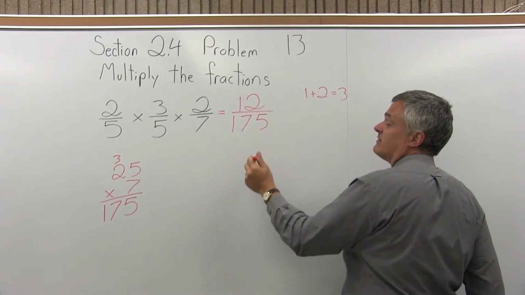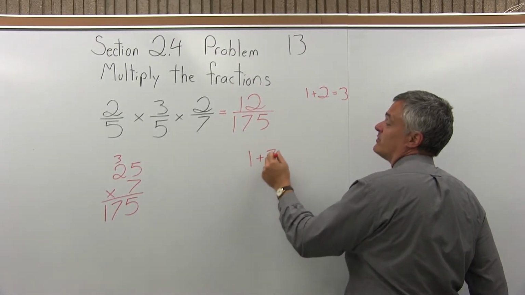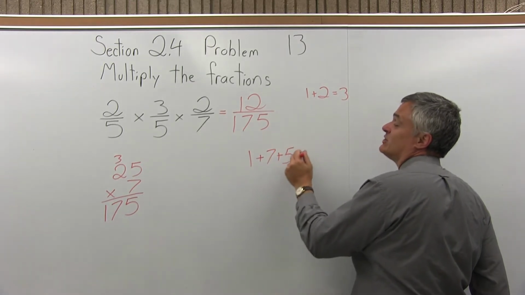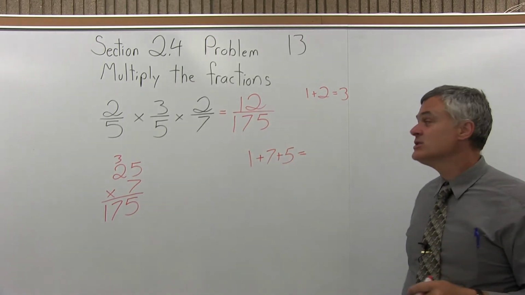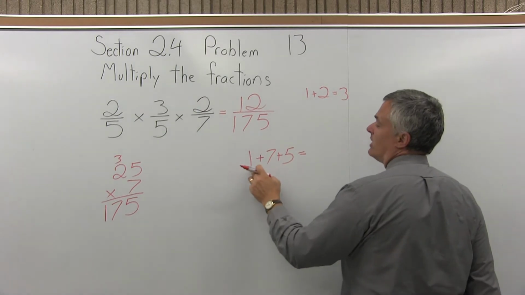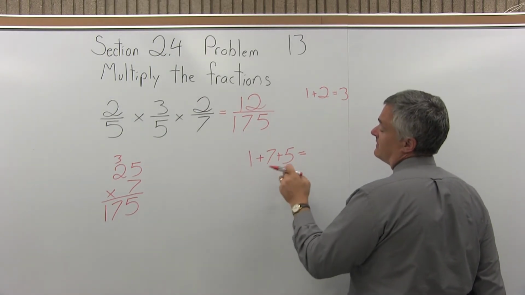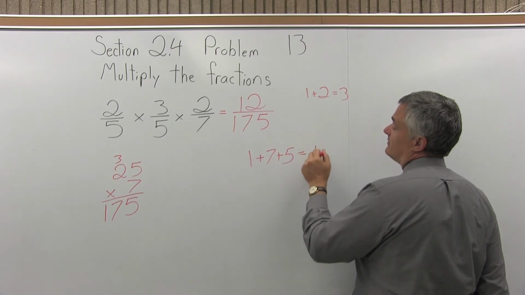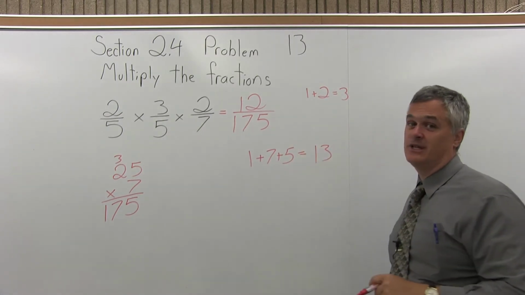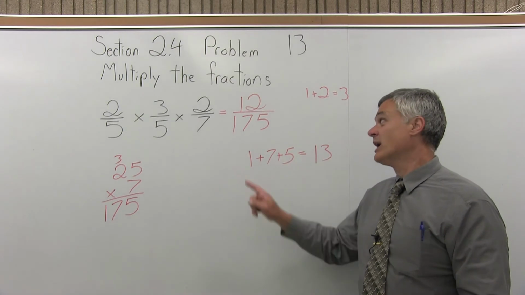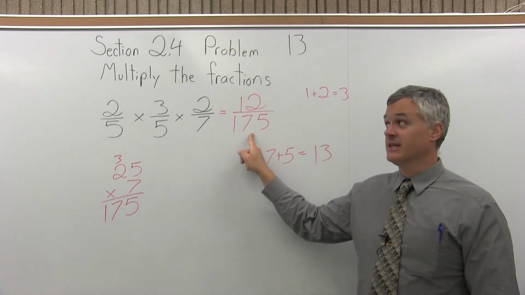How about the 175? Does 3 divide into 175 evenly? That's not as clear. Well, add the digits together and see what you get. 1 plus 7 is 8. 8 plus 5 is 13. Does 3 divide into 13 evenly? It does not. So it will not divide into 175 evenly.